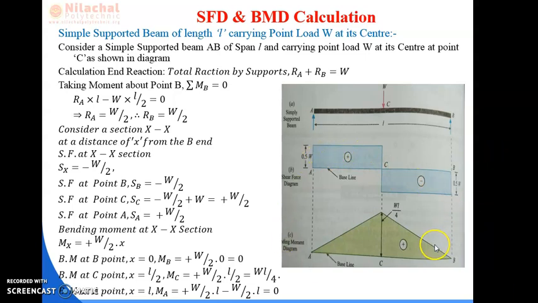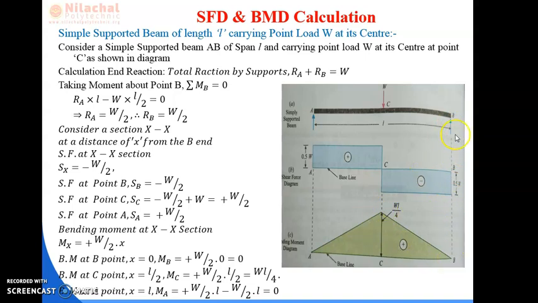Then go for calculation of bending moment. First of all, draw the baseline. Now draw the projection points: A point, B point and C point. At B point, x is equal to 0, so MB is equal to RB into 0, that is 0.